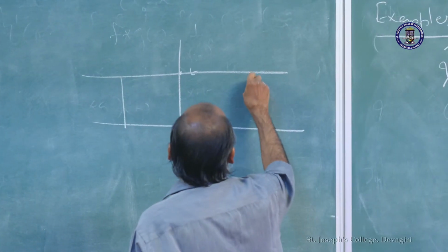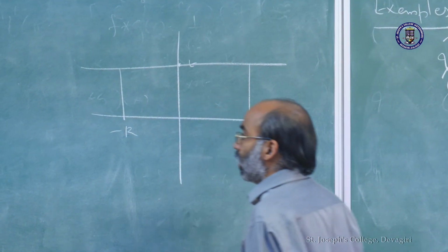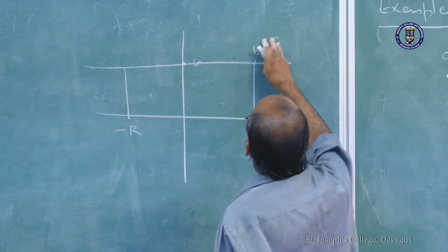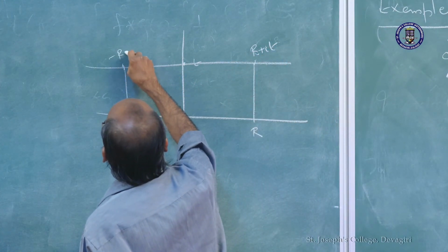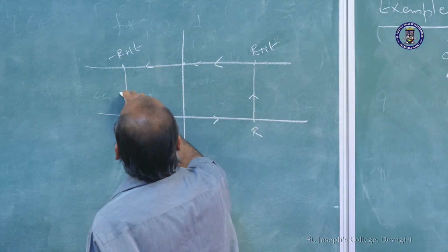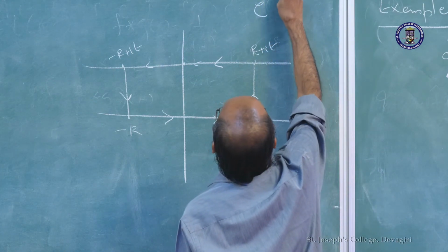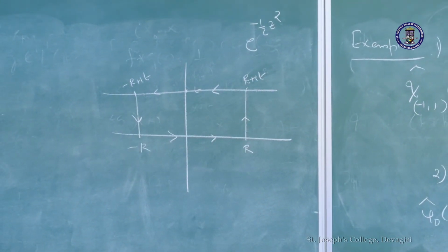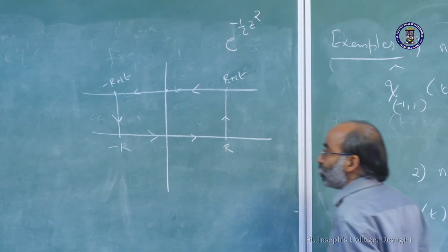I cut it at, let us say, capital R. So this would be R plus iT, this is minus R plus iT, and you look at this closed curve. The function you are looking at is e to the minus half z square. That is a holomorphic function, an analytic function, an entire function. So, if I integrate over this, I will get 0.